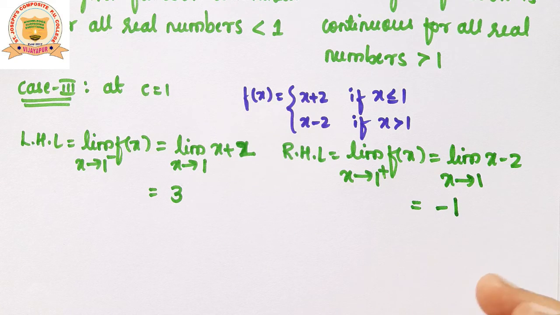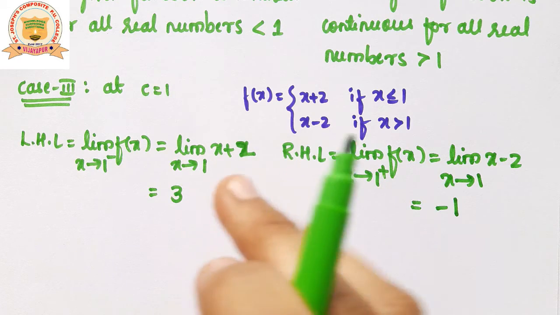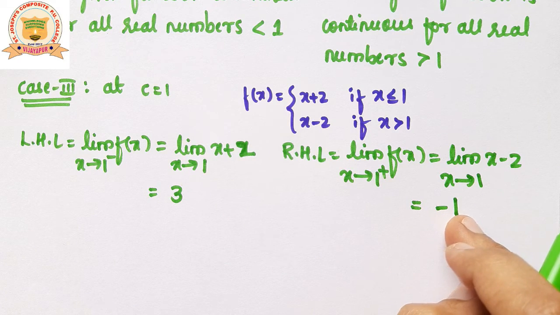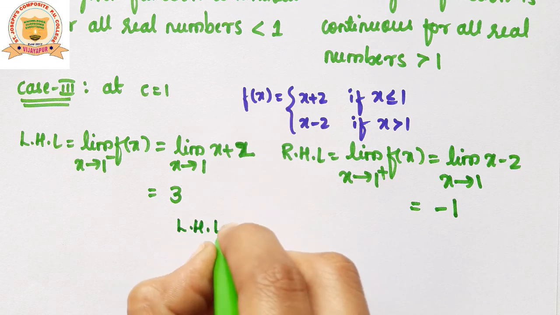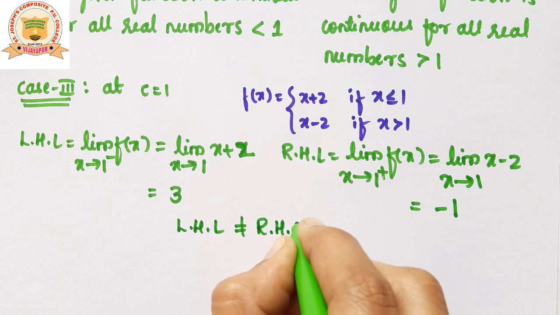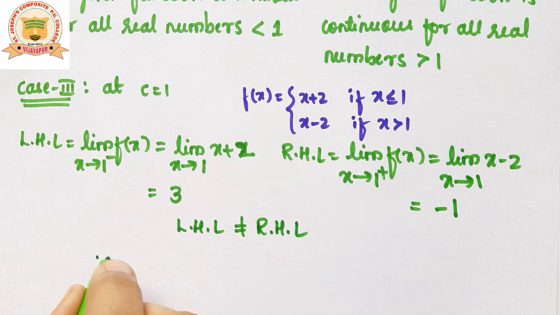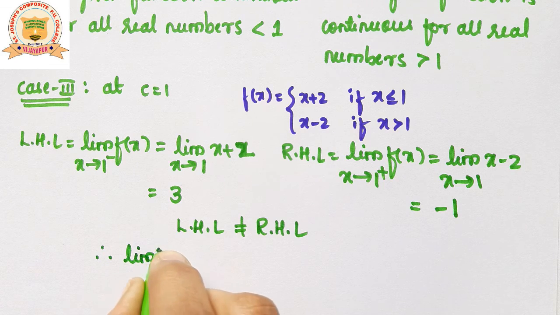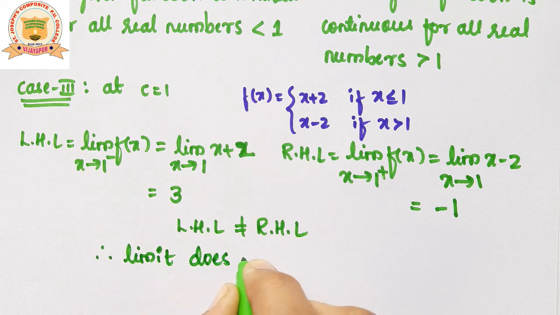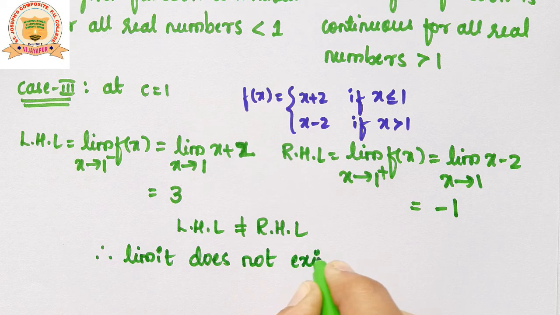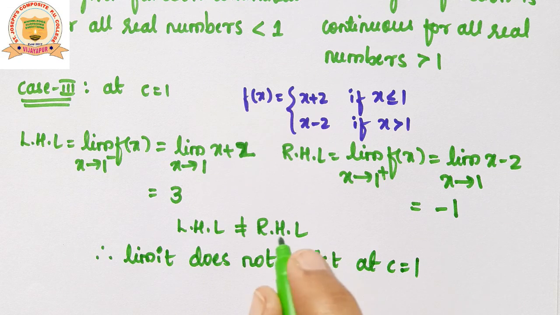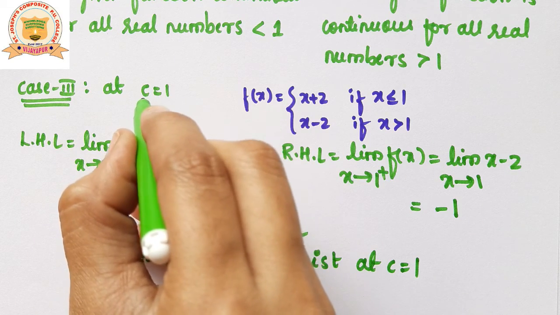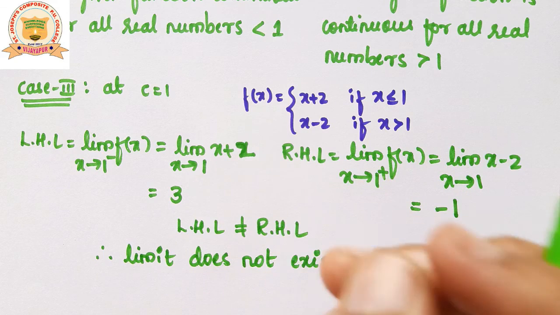Nothing but for the left side of 1, the functional value is 3. For the right side of 1, the functional value is minus 1. Therefore, LHL is not equal to RHL. Therefore, the limit does not exist at c is equal to 1. For this point, the limit itself does not exist. It means the function is not continuous at x is equal to 1, or we can say c is equal to 1. For c is equal to 1, the function is not continuous.